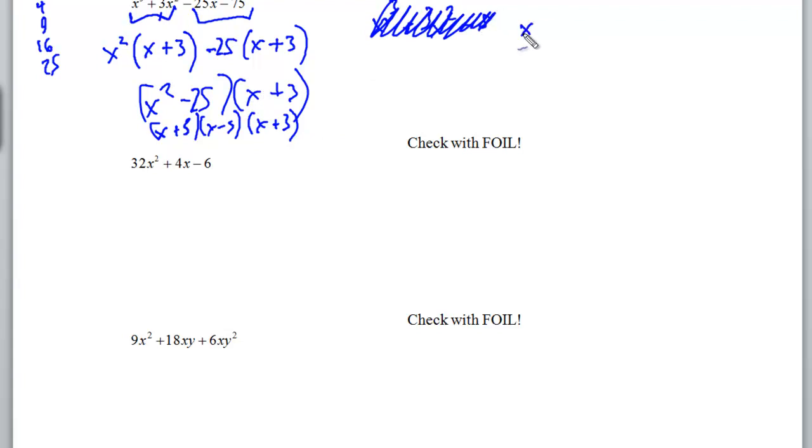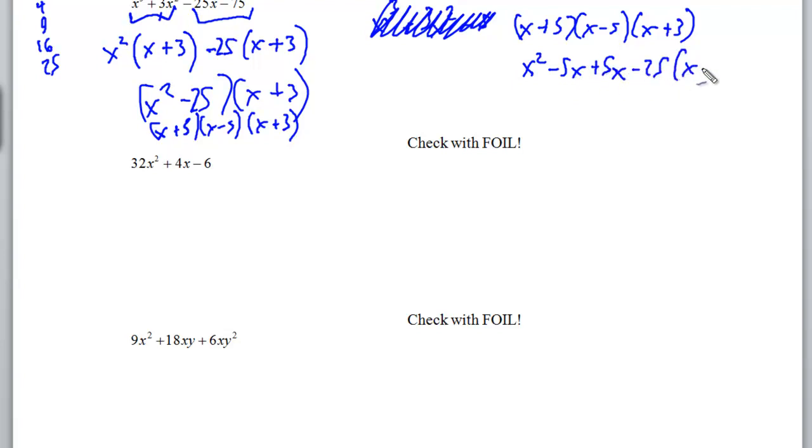Now, what's interesting is now that I have 3 of these terms, that makes checking this with FOIL not impossible, but more difficult. So I'm going to take the first 2 parentheses first. This is going to be x squared minus 5x plus 5x minus 25. And I'm still going to have this over here, x plus 3. This whole thing will then simplify to x squared minus 25 and x plus 3. And you can see that that's what this is over here.